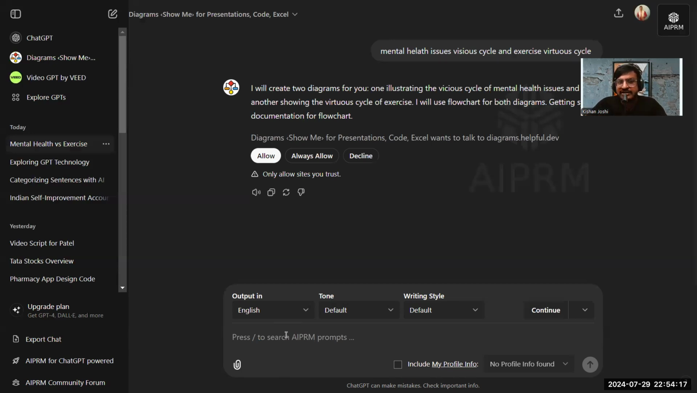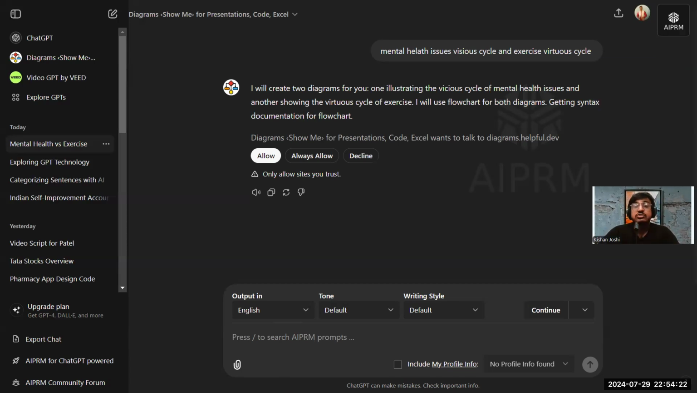So what did ChatGPT say when I gave this prompt? ChatGPT said that it will create two diagrams for me: one illustrating the vicious cycle of the mental health issue and another showing the virtuous cycle of exercise. It will use a flow chart for both diagrams, getting the syntax documentation of the flow chart. If we allow Diagram Show Me presentation, or allow always, then it can generate diagrams automatically.